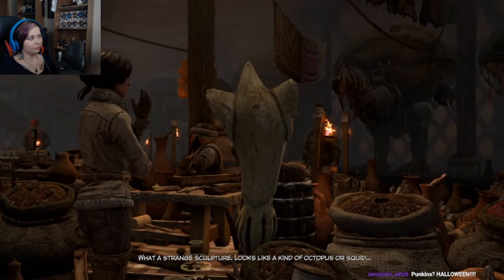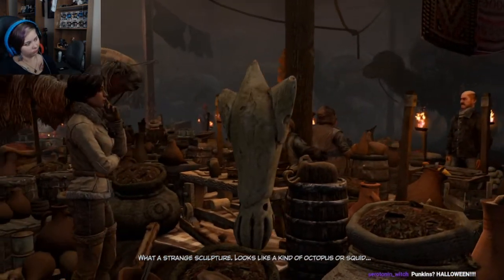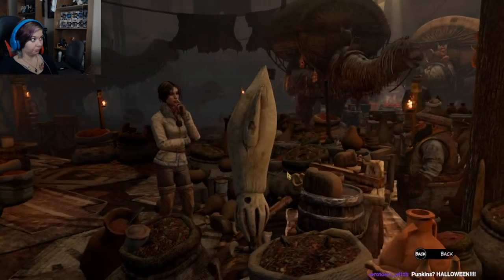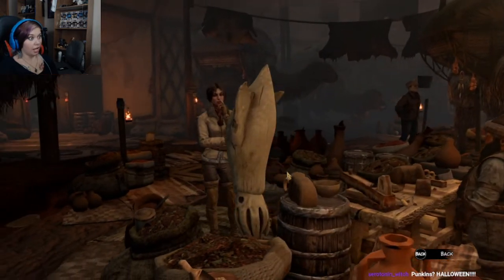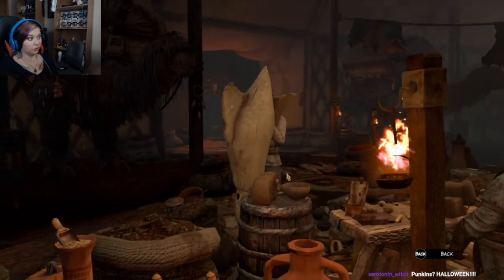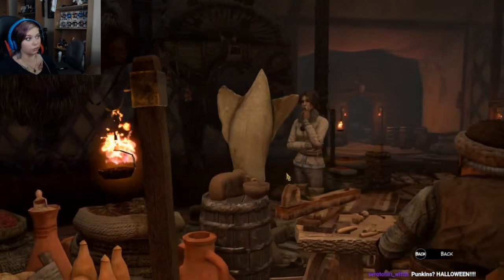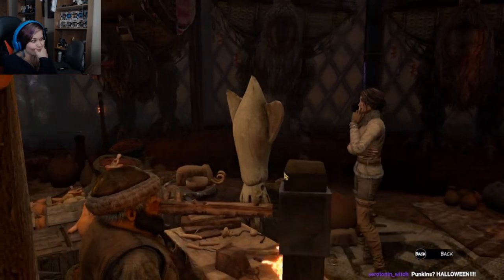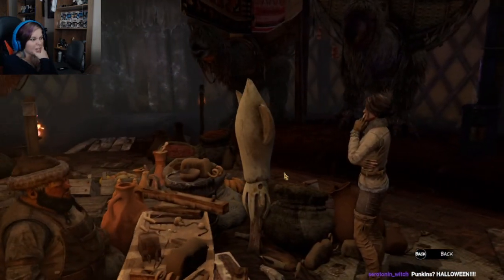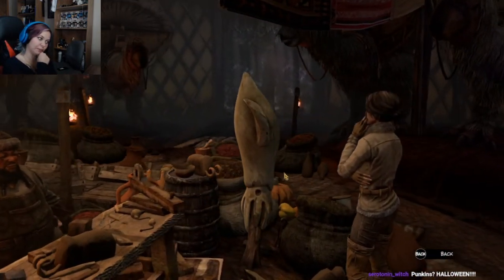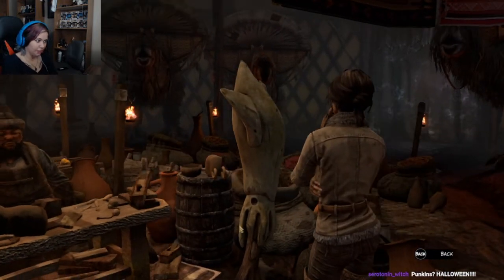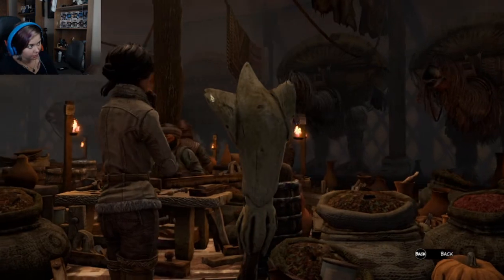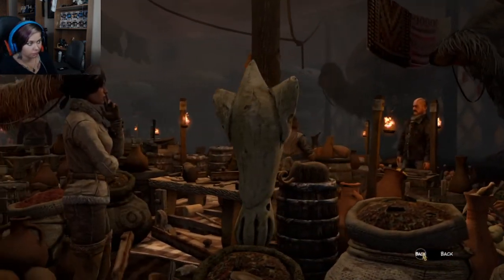What a strange sculpture. Looks like a kind of octopus or squid. Yeah, is it supposed to be important? I'm gonna pretend it's important and really take it in. It does look like a squid. Look, here's the eye. And the tentacles. And squids have the weird shaped head.